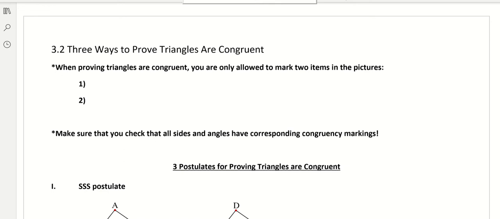This is a 75-minute class period, and you need to be fully committed to improving with respect to honors geometry. This is a difficult course, and if you are fully engaged, you will do very well. If you are giving less than your best, success becomes more of a challenge and less likely to happen. So here we go. Section 3.2, 3 ways to prove triangles are congruent.